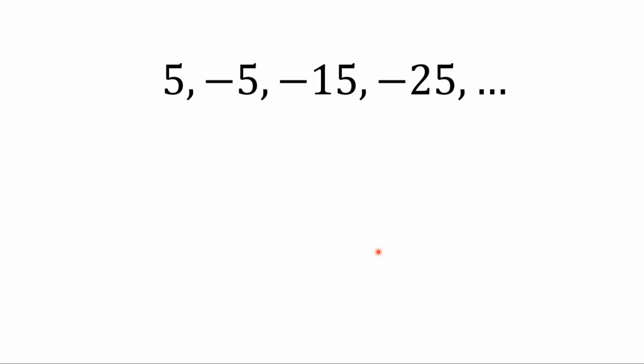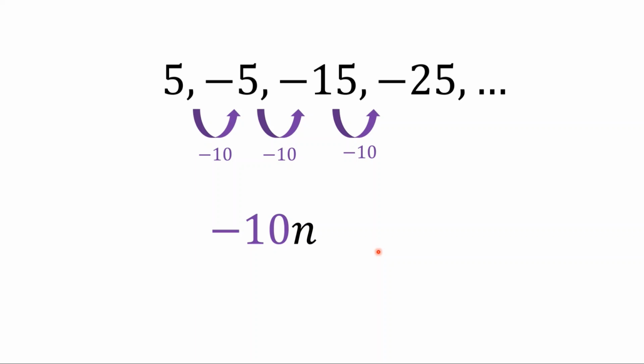In this example, we've got 5, negative 15, negative 25. We are going down in 10 each time, so that's going to give me a negative 10n. If I look for the 0th term, that would have been 15, so we've got plus 15.